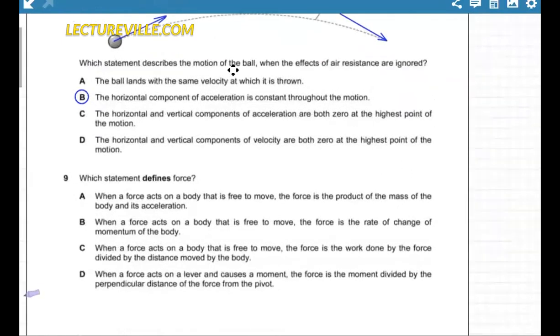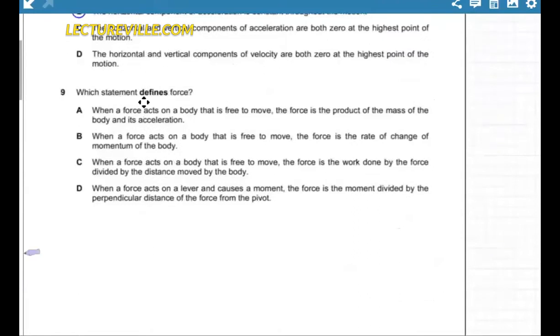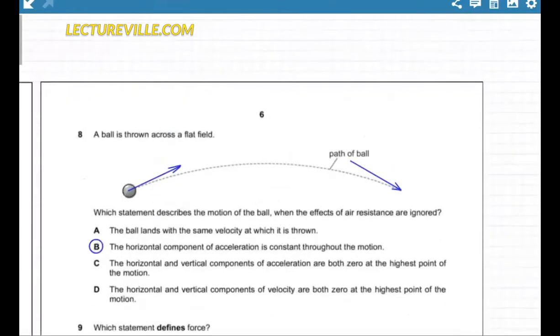Now, which statement defines force? Before we read these options, what do we know about force? What should come to your head when somebody says force? Force is a push or pull. Force can accelerate something. Force can turn something. Force can bend something. Force can stretch, compress. So these are the things force can do. Force can deform something, in short.